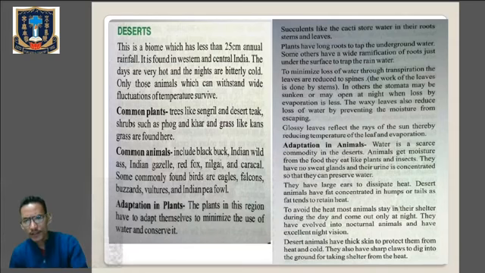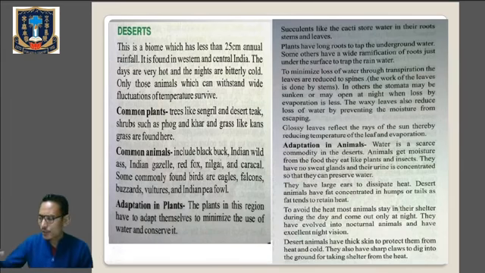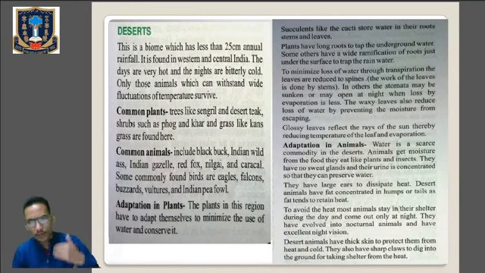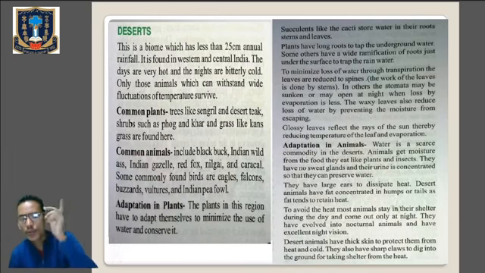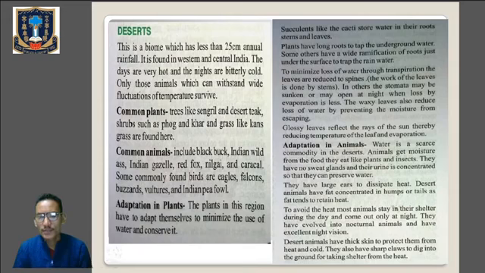Succulents like cacti store water in the roots, stems and leaves. Some plants have long roots to tap the underground water so that they can absorb water from below the surface. Some others have a wide ramification of roots just under the surface to trap rainwater. To minimize loss of water through transpiration, the leaves are reduced to spines.